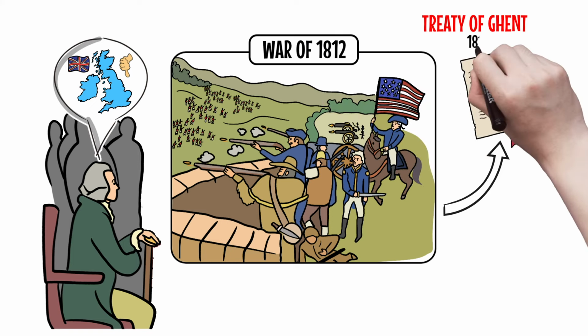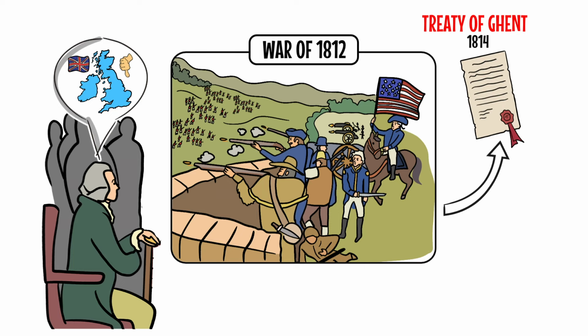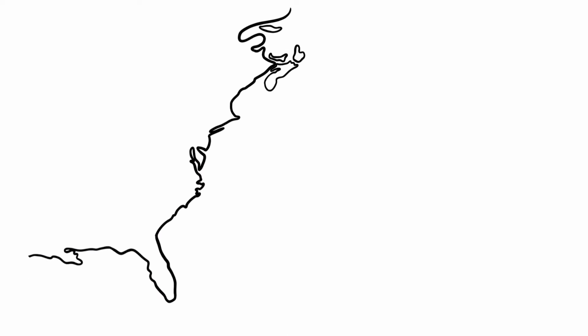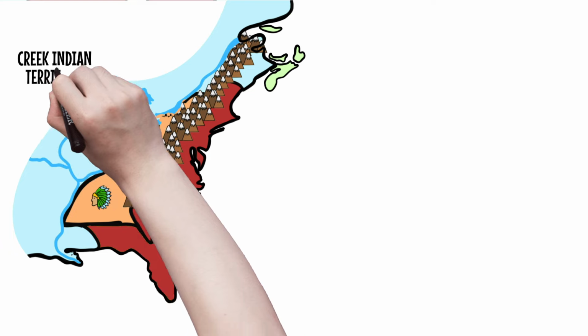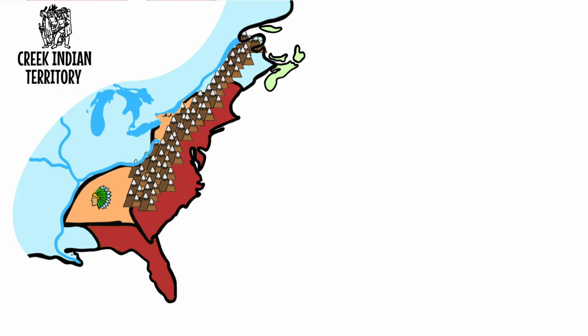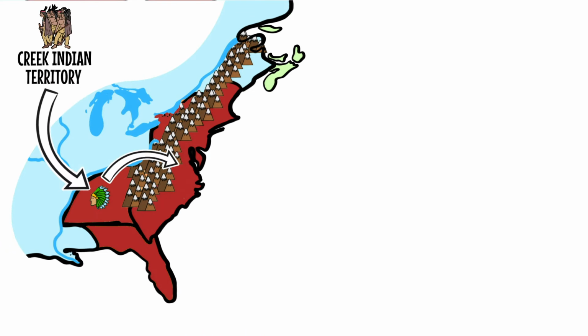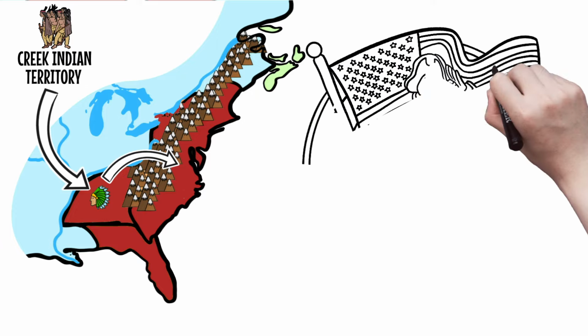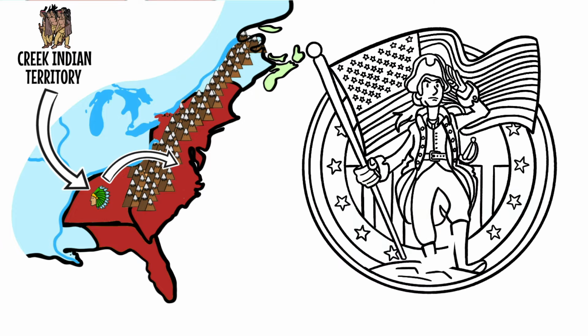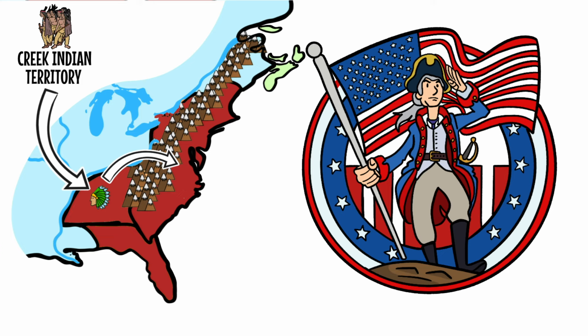The war ended in 1814 with the Treaty of Ghent. As a result of the war, the U.S. gained substantial territory from the Creek Indians who fought with the British. The American people also had a new sense of identity and patriotism. After all, there's nothing like a common enemy to help unite people.